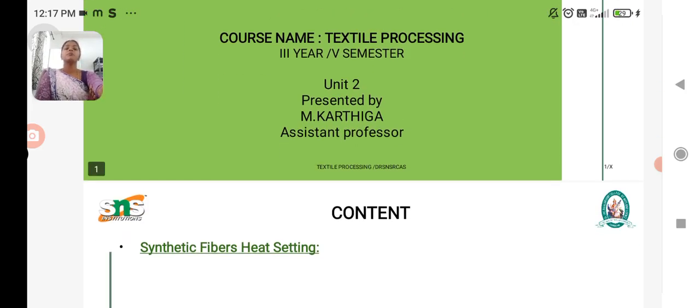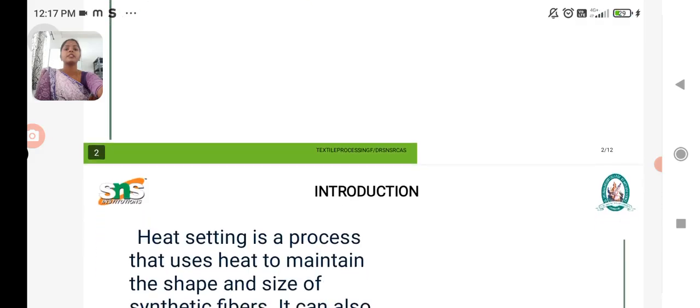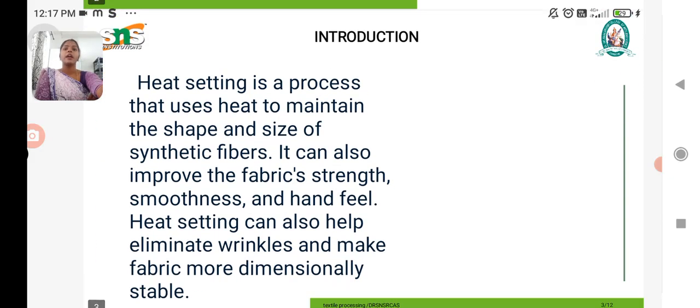Before this, we have already seen about carbonizing and the use of carbonizing. Now we are going to see about synthetic fibers heat setting. Heat setting is a process used to maintain the shape and size of synthetic fibers. It can also improve the fabric strength, smoothness and hand feel. Heat setting can also help eliminate wrinkles.